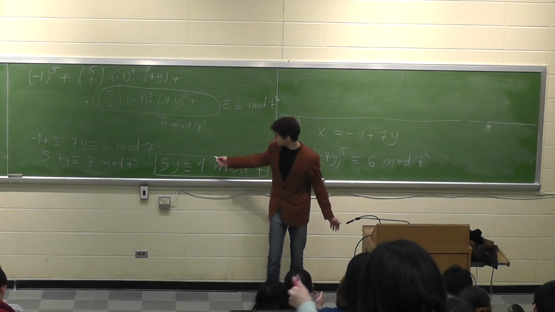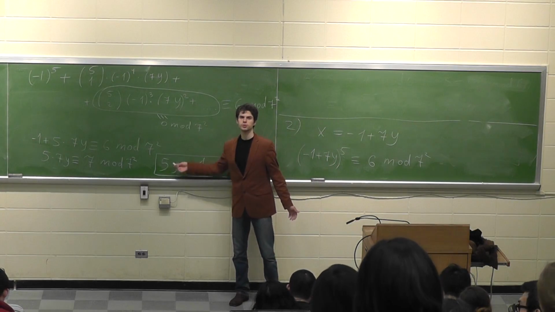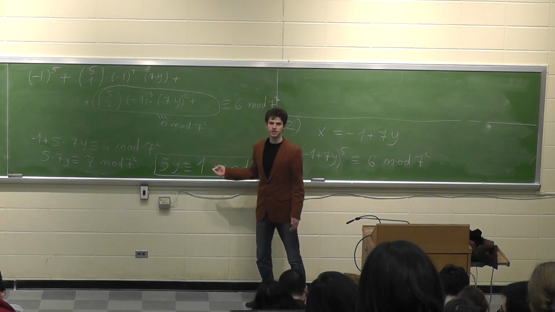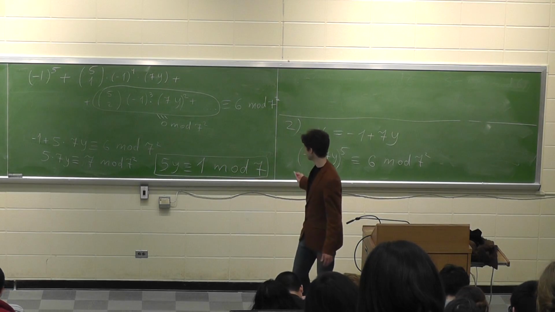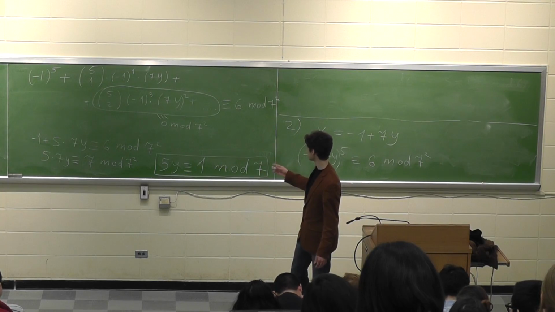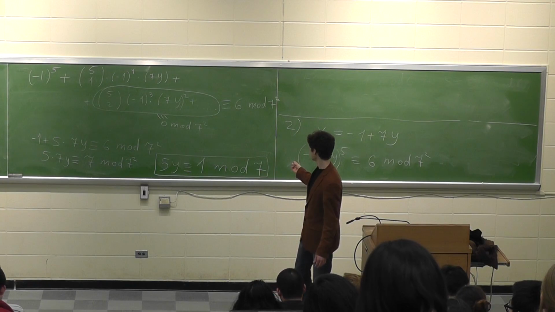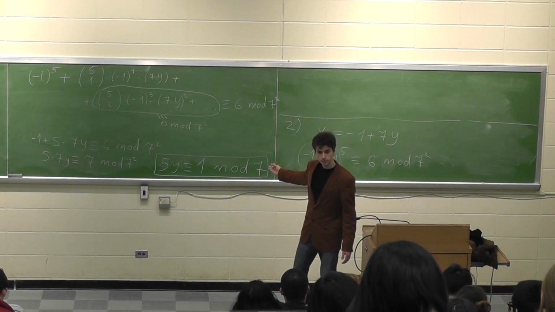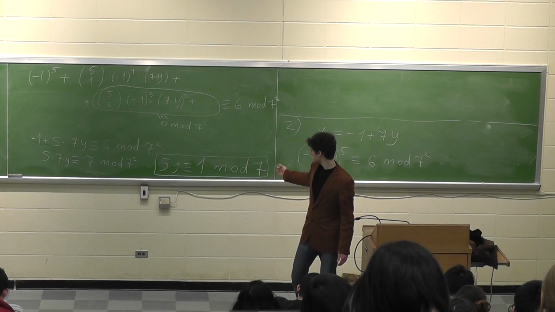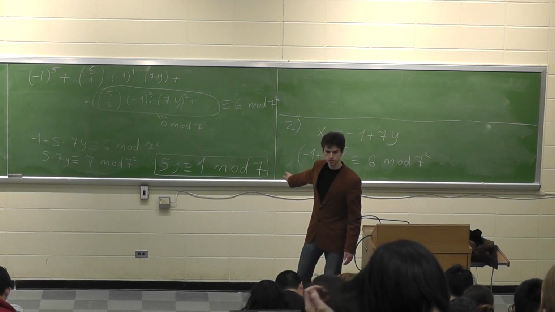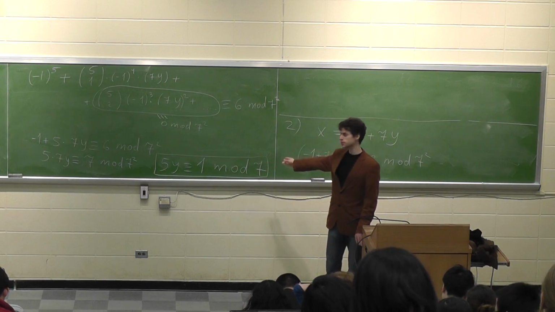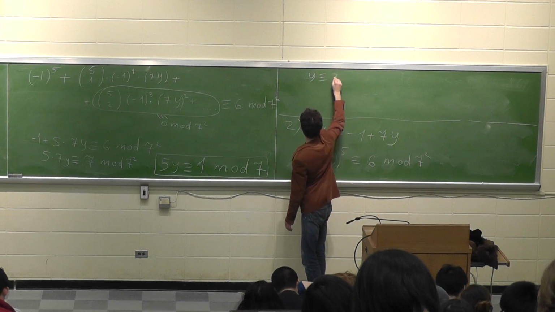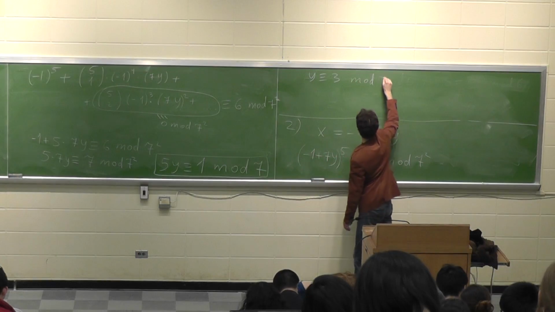Yes, so here I'm trying to find the inverse of 5 modulo 7 because 5 is relatively prime to 7. It exists, and I can just guess. So 5 times 1 is not 1, 5 times 2 is 10, which is 3. But 5 times 3 is 15, it is exactly 1. So y is congruent to 3 modulo 7.